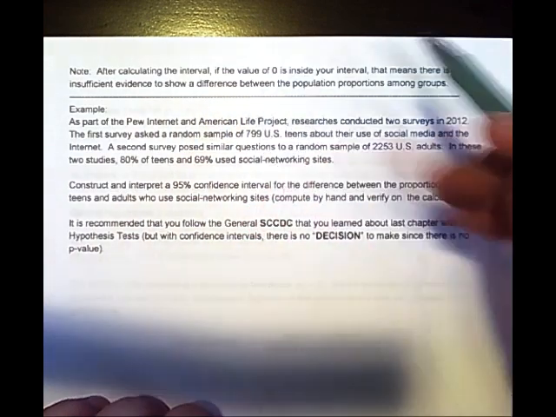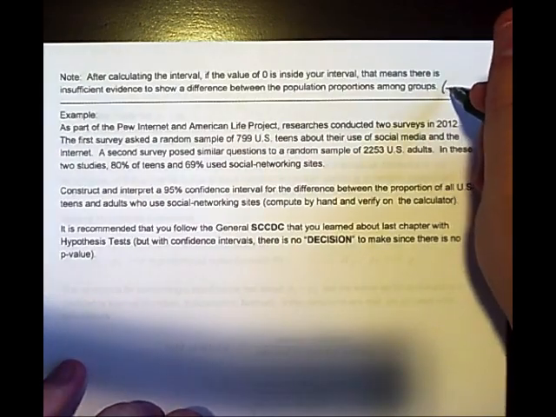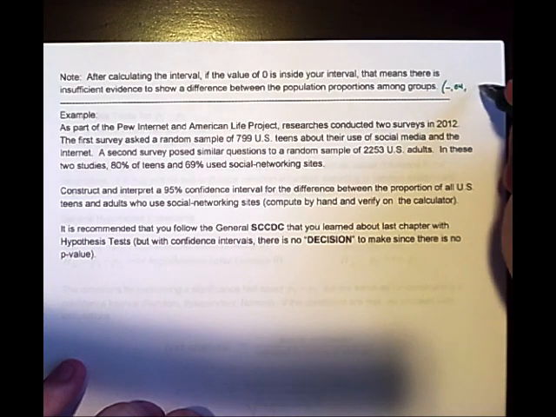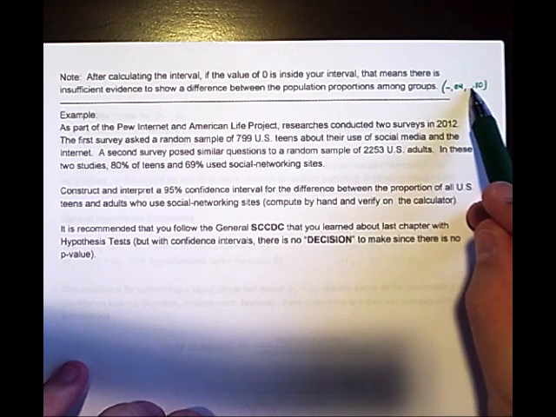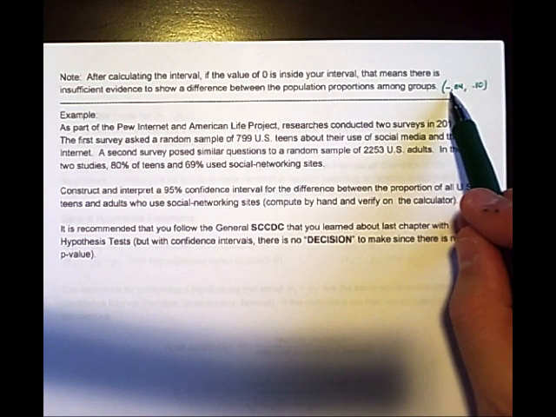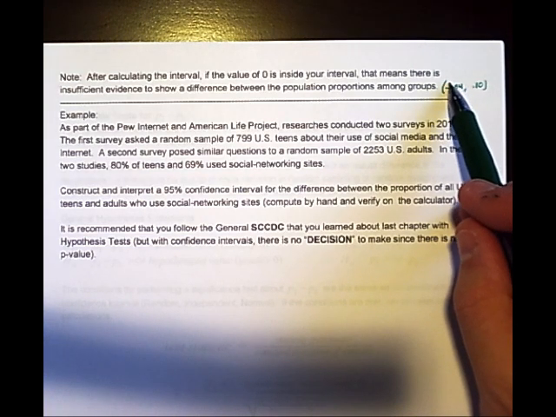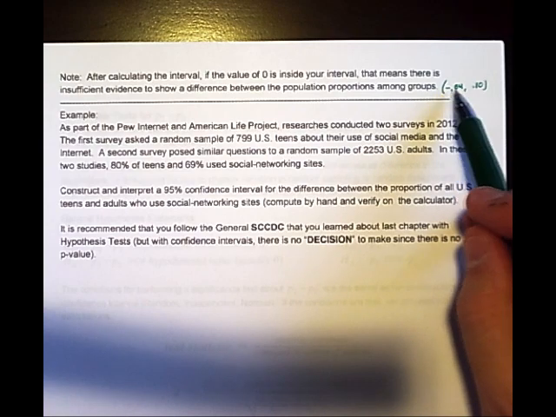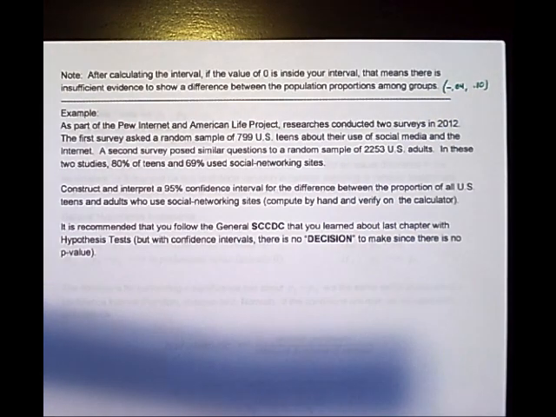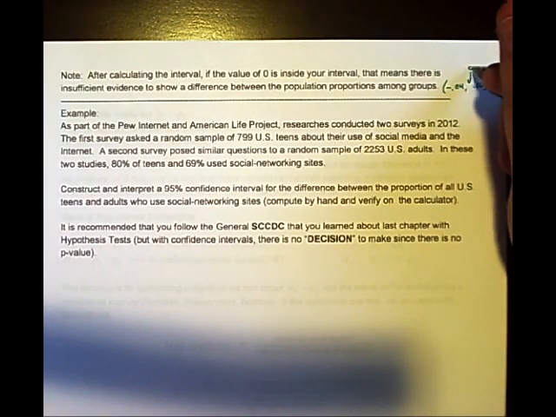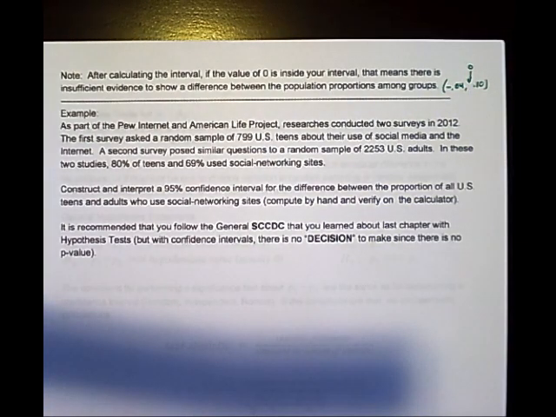Okay, so for example, if we get an interval and it goes from negative 0.04 to, let's say, 0.10, 0 is in that interval. That means the true difference might be as great as negative 4% all the way to positive 10%. All right, so if zero would be in here somewhere, I can't tell if there's a true difference in the proportions of the two populations. And that should make sense from a theoretical standpoint.